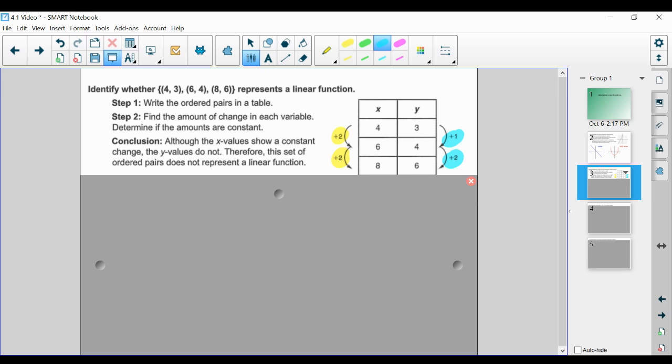That is not constant. So since the y values are not constant, this is not going to represent a linear function because we do not have a constant change. We do not have a constant x change and a constant y change. If we did, then yeah, we would have a linear function. But since in this case, we do not have a constant change in the y values, this is not going to be a linear function.